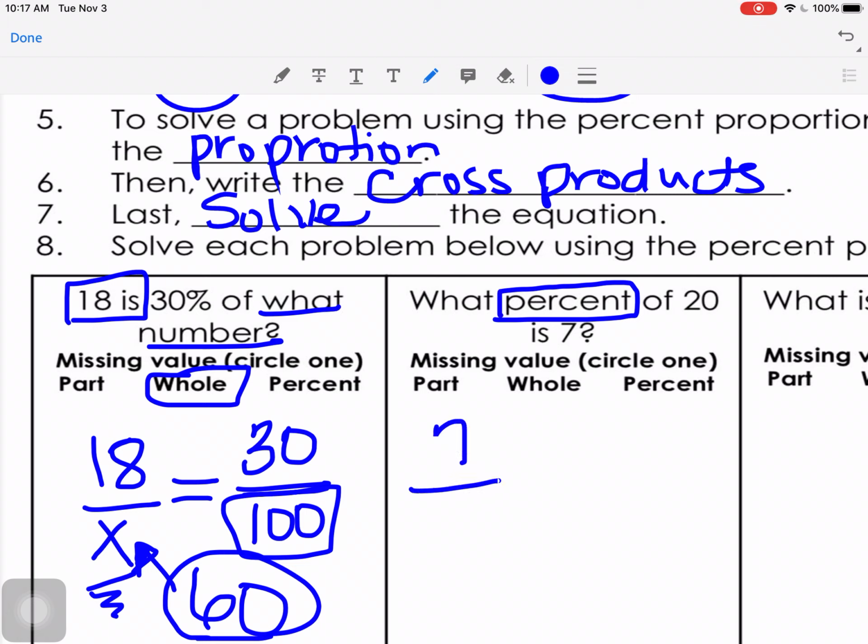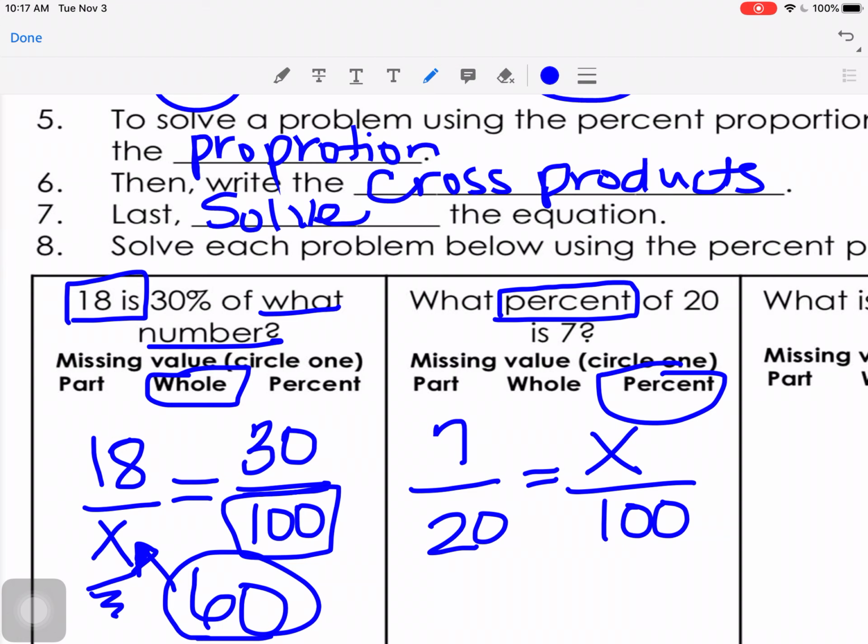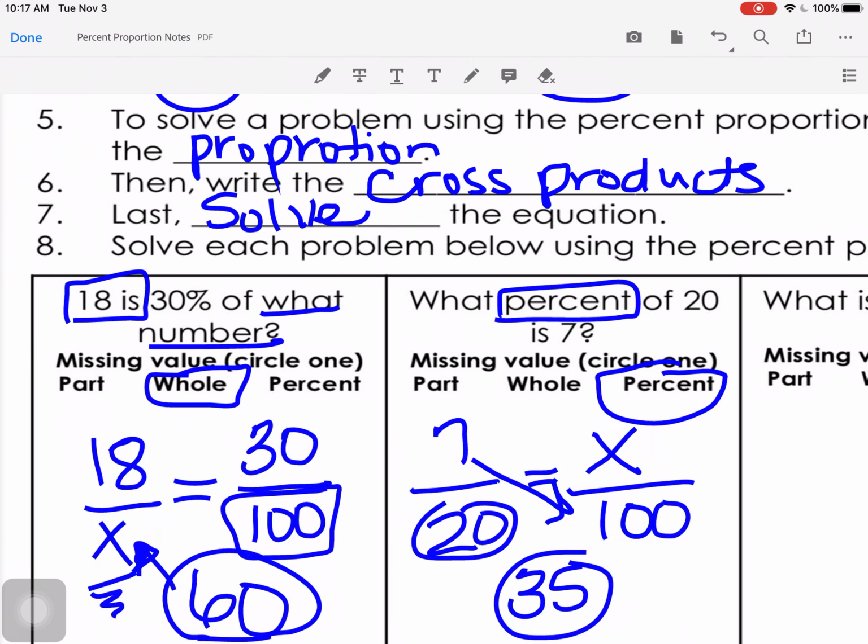The next one, what percent of 20 is 7. So I have a part, I have a whole, and I have to find the percent. Okay, so x goes there, 100 goes here because it's out of 100. I cross multiply, I get 700 divided by 20, and it gives me 35. So x is equal to 35.